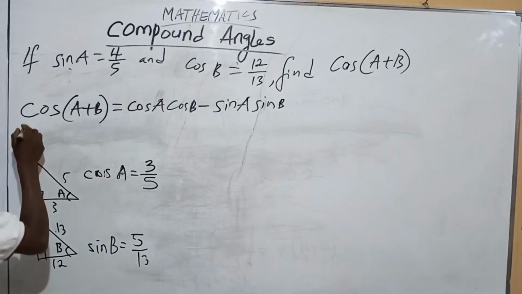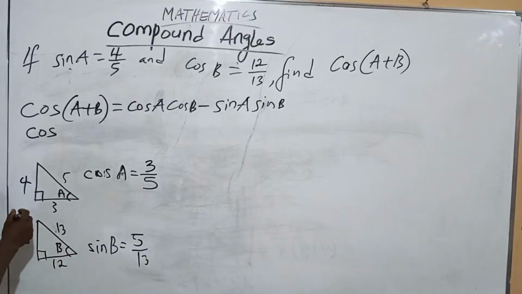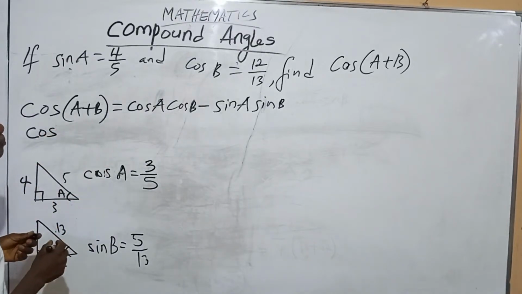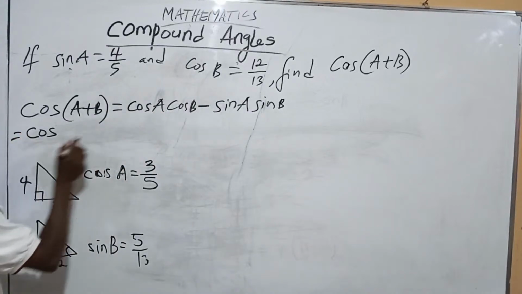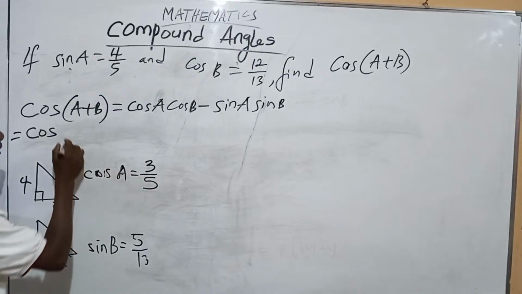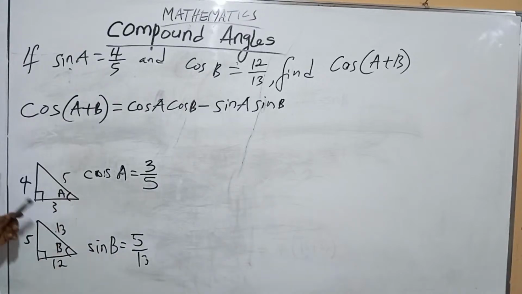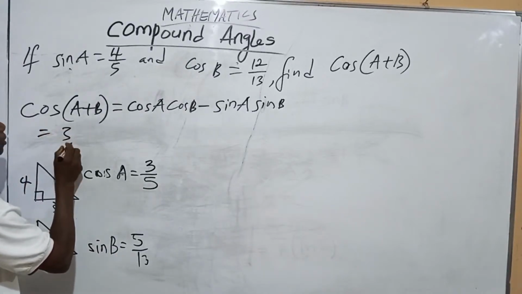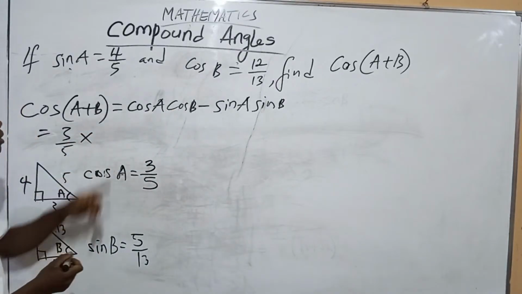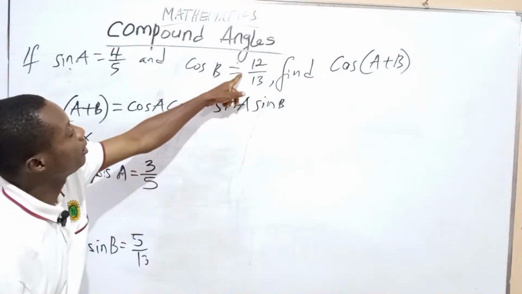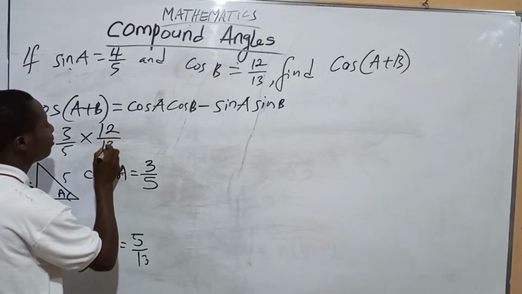So let's proceed. This becomes cos A plus B, which is going to be cos A cos B. So what is cos A? Yes, let's look at cos A. That's 3 over 5, times, what's cos B? Let's go for cos B. Look at cos B here. That's 12 over 13. 12 divided by 13.